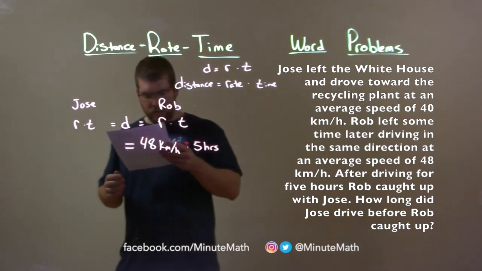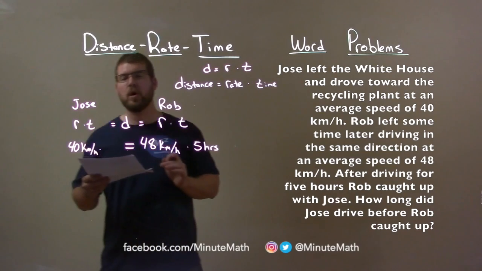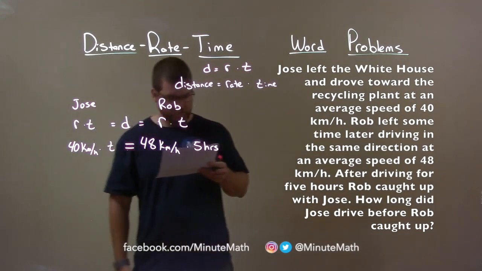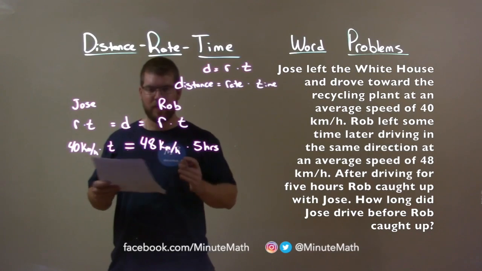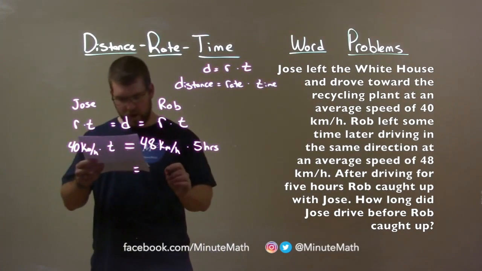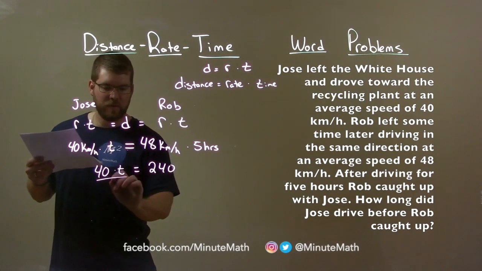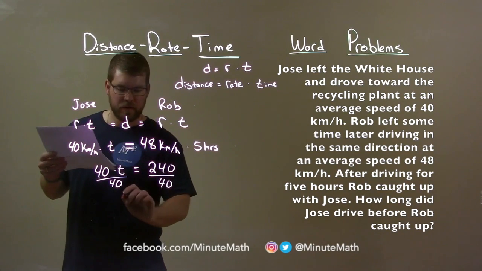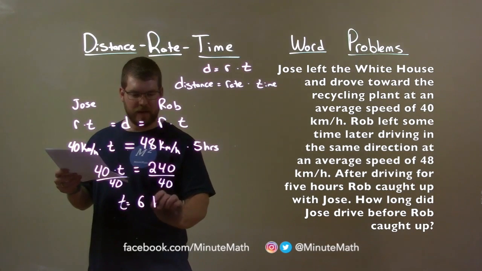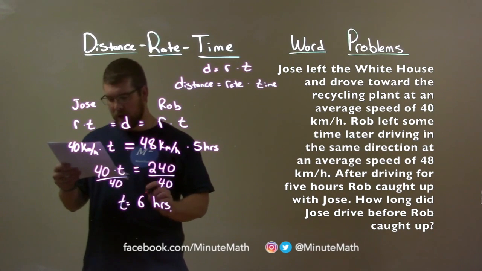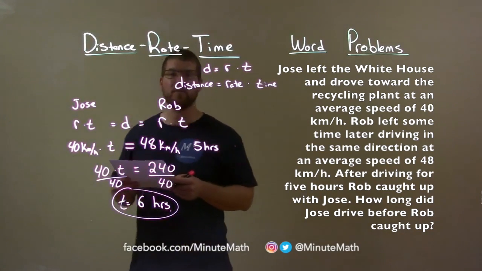Now, Josie, though, we know traveled 40 kilometers per hour, but we don't know how long she traveled for. That time we don't know. Okay, so now we have to solve for her time, Josie's time that she was traveling at 40 kilometers an hour. Remember, they're catching up to each other. So 48 times 5 is 240. And we have 40 times t. We divide both sides by 40 to get t by itself. And 240 divided by 40 is 6. And that is in hours. And so, how long did Josie drive before Rob caught up? She drove for 6 hours until Rob caught up.